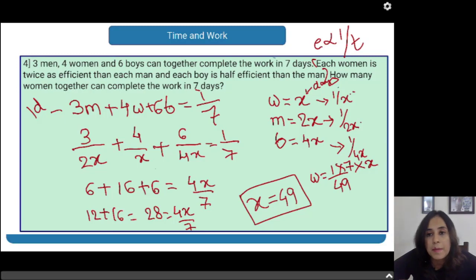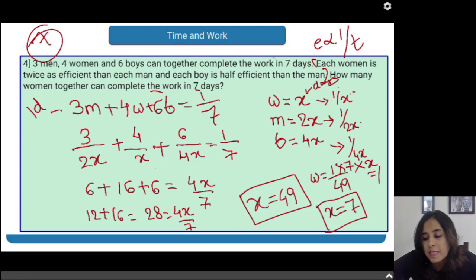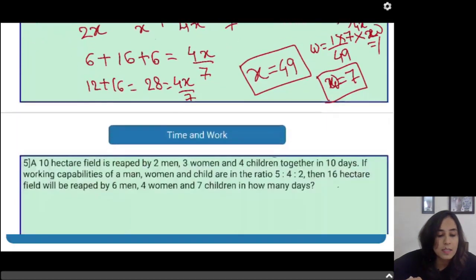So I am multiplying my numerator by X and 7, and the job has to be completed in 49 days. So the whole job is completed in 49, so I am equating it to 1. Here I get the value of X as 7, which means that we require 7 women to complete the job in 7 days. So the correct answer here is 7. Instead of X, I can very well take W, because X is going to increase the complication. We already have X here, it will create confusion. So the correct answer is 7. Let us see the last problem.